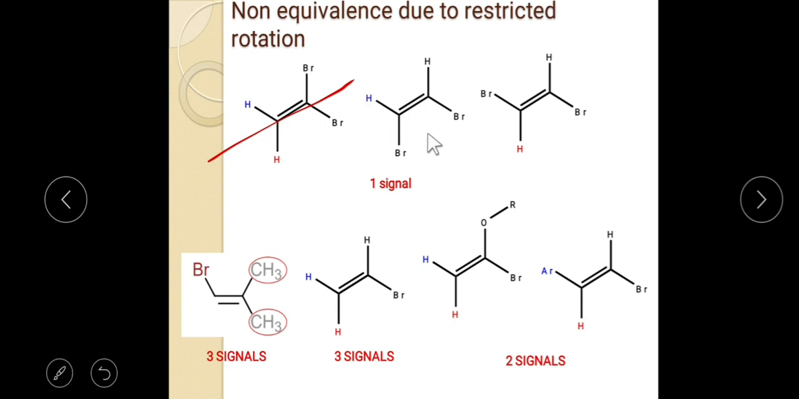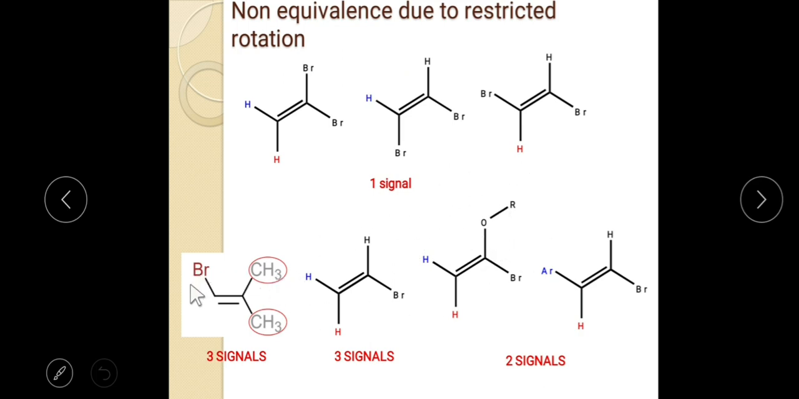Similarly, there is a plane passing through this double bond. That means this hydrogen and this hydrogen are the same, so we need not consider the other parts. There will be only one signal for this molecule. Similarly, there is a plane or axis of rotation like this, so we have only one signal for this molecule. So all three molecules will show only one signal. Understood? Now let's see another important example with restricted rotation.